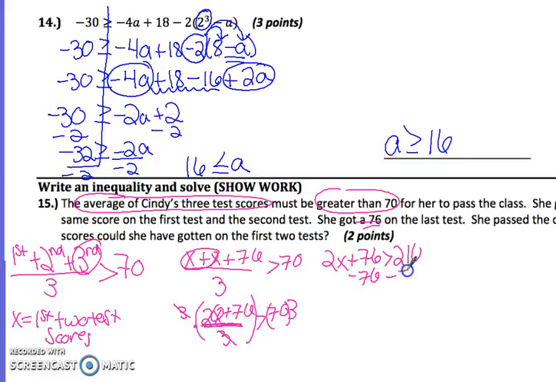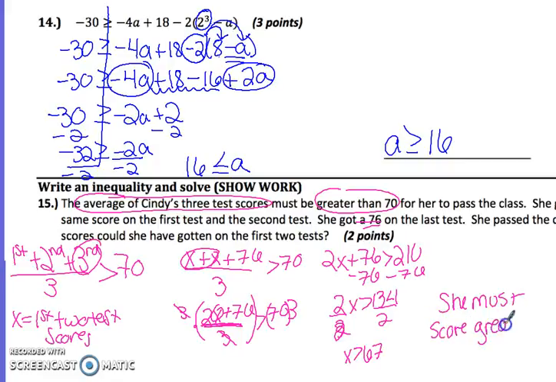Subtract 76 from both sides to get 2x is greater than 134. Divide by 2, and get x is greater than 67. So your answer would be she must score greater than 67% on both tests. It's important that you say the words greater than. You have to have those words greater than, and you need to put that percent. And you can have a 0.5%, so you don't need a list.